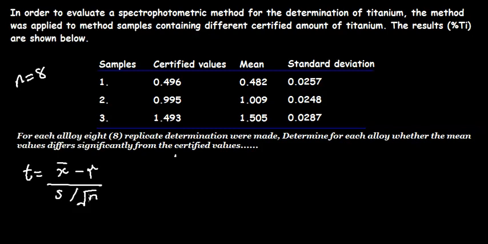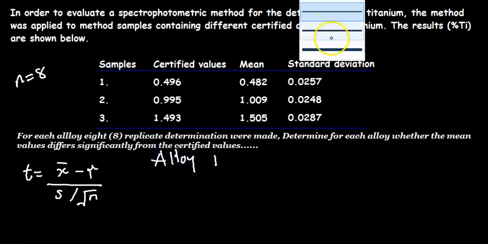Let's start solving this problem. Here we have the first alloy, second alloy, and third alloy. We are going to calculate the t-test for the first, second, and third samples which we have here. Let's start with the first one, alloy 1.